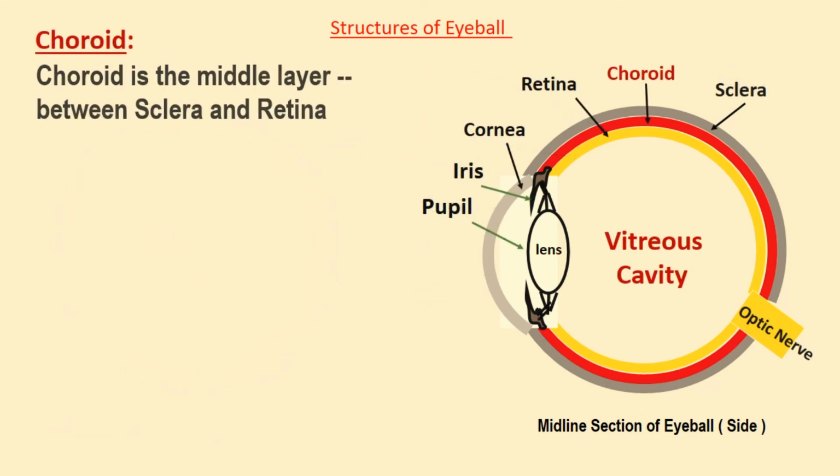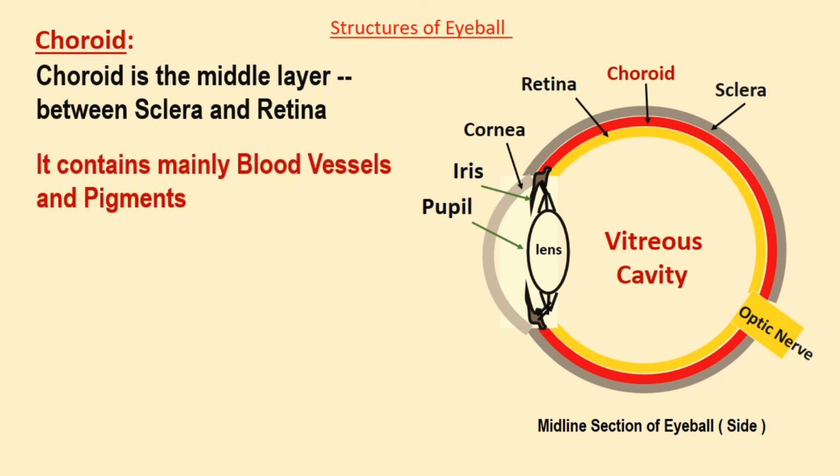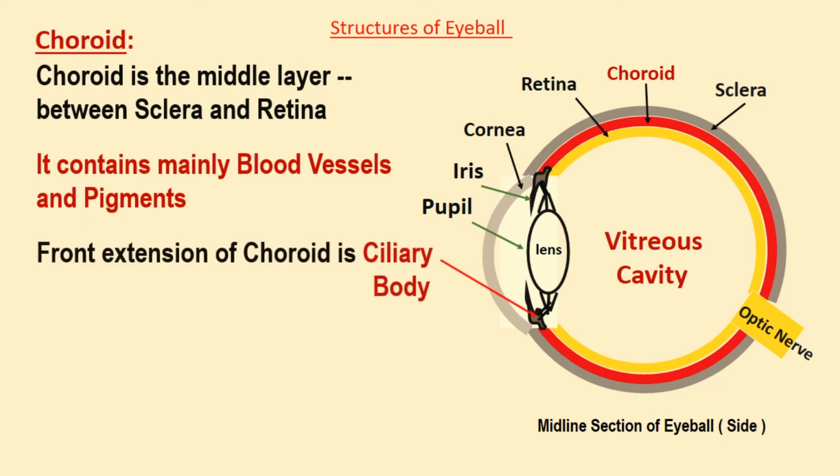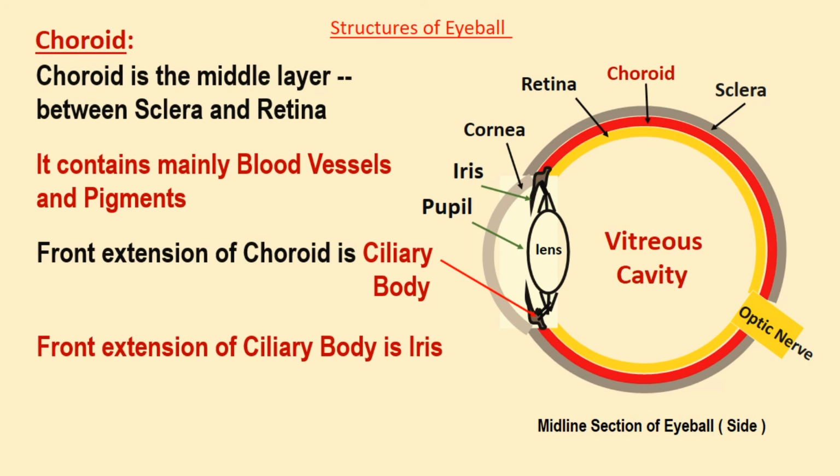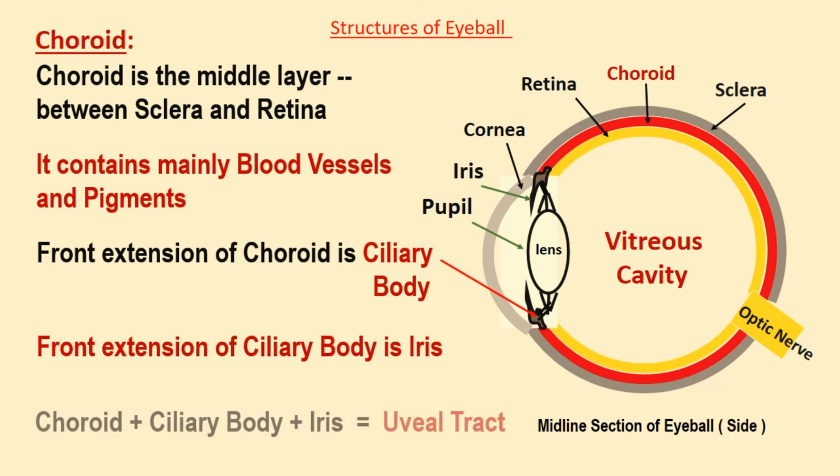Choroid. Choroid is the middle layer between sclera and retina. It contains mainly blood vessels and pigments and supplies nutrition to the adjoining tissues. The front extension of choroid is the ciliary body, and the front extension of the ciliary body is the iris, which we already know. All the 3 parts together, that is choroid plus ciliary body plus iris, is known as the uveal tract.